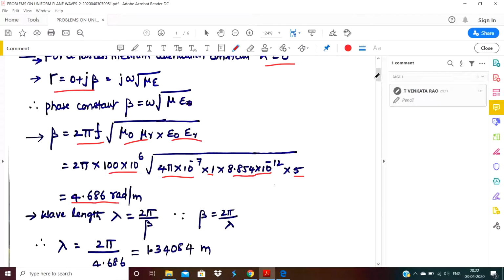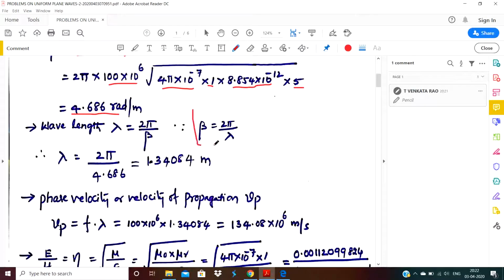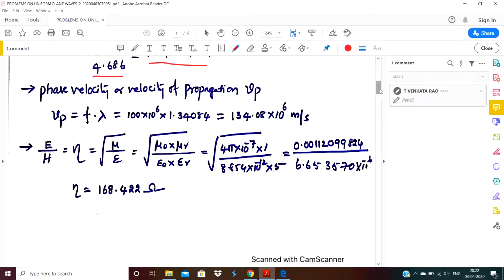Next is the wavelength. We have a fundamental relation: phase constant beta equals 2 pi by lambda. From this, lambda equals 2 pi by beta. We already calculated beta, so the same value can be substituted here. Therefore, wavelength lambda equals 1.34084 meters.